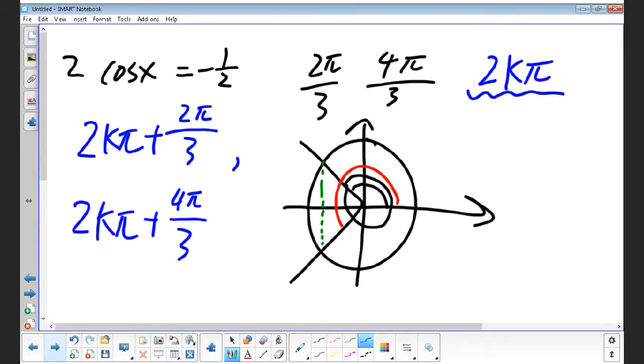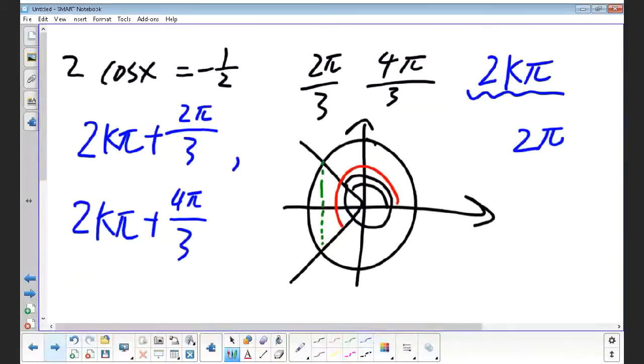But here I told you the 2k pi might make you a little bit confused, so I can tell you how it comes. Remember, every 2 pi is one circle, one rotation. So one circle is 2 pi, right? How about two circles? 4 pi. Three circles? 6 pi, right?